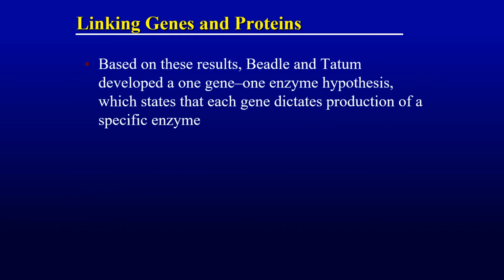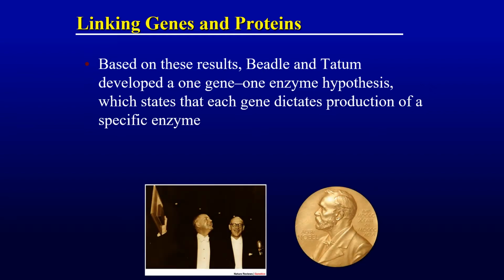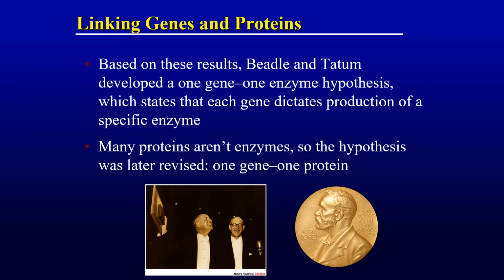Alright, so based on these results, Beadle and Tatum developed a one gene, one enzyme hypothesis. And that stated that each gene dictates or directs the production of a specific enzyme. Now that is really good Nobel Prize winning stuff, and of course Beadle and Tatum shared a Nobel Prize for this back in I think it was the 1940s. I can't remember when they got the Nobel Prize, but this was Nobel Prize winning stuff. Now many proteins aren't enzymes, so the hypothesis was later revised to say that one gene makes one protein.